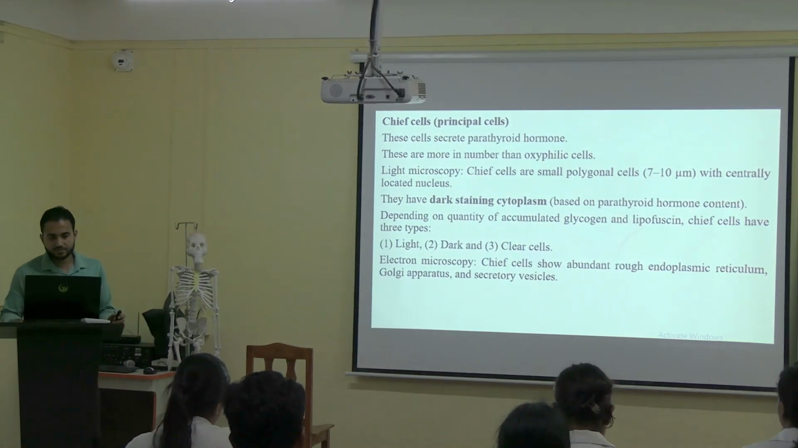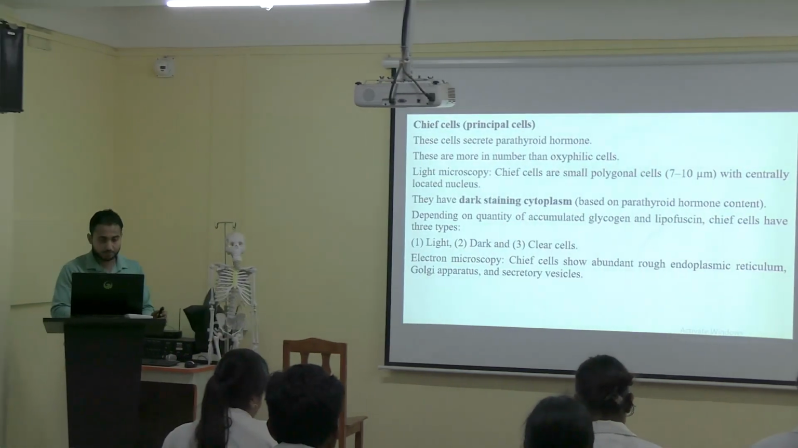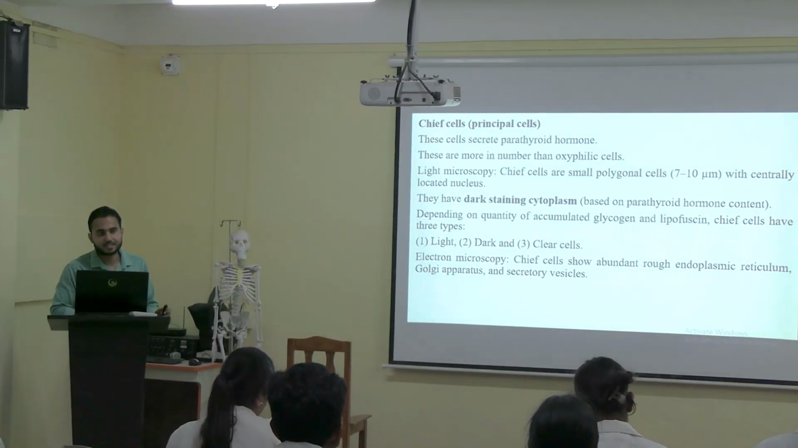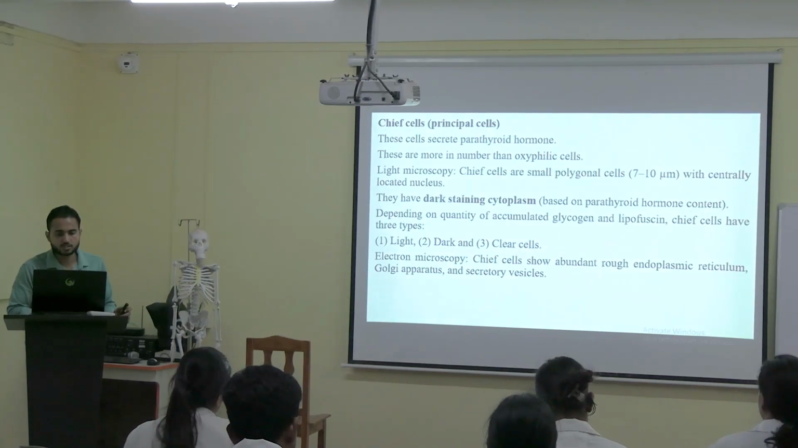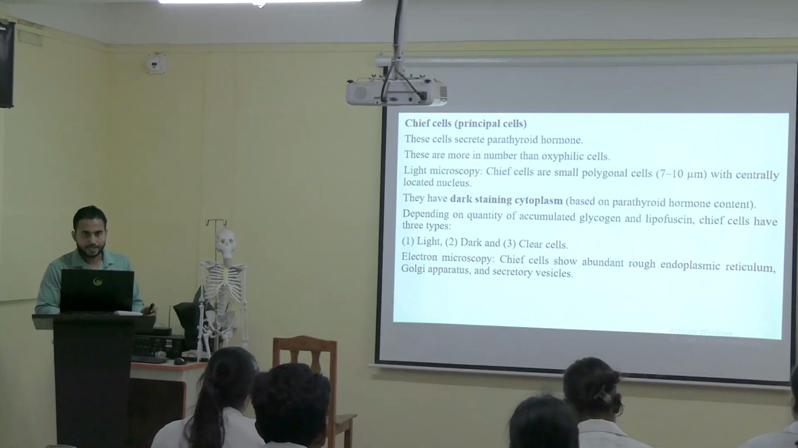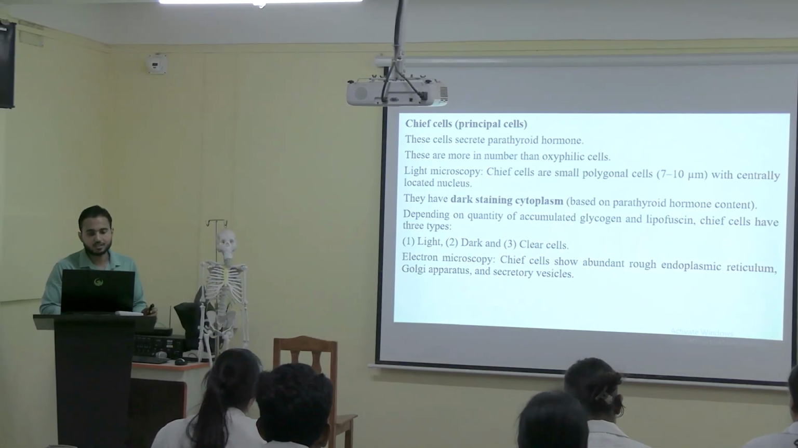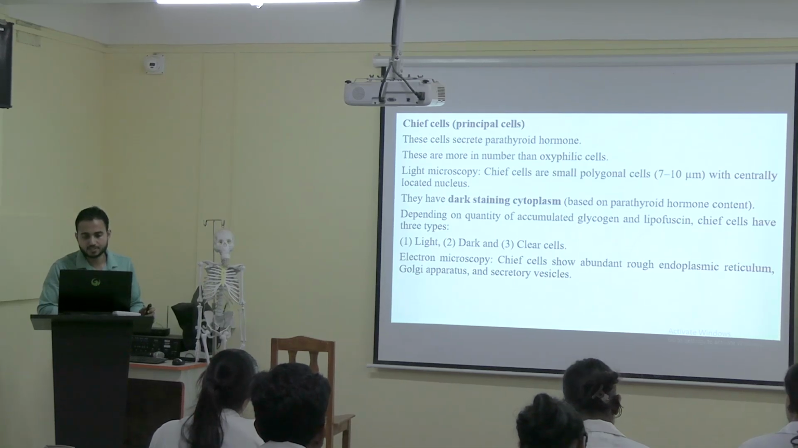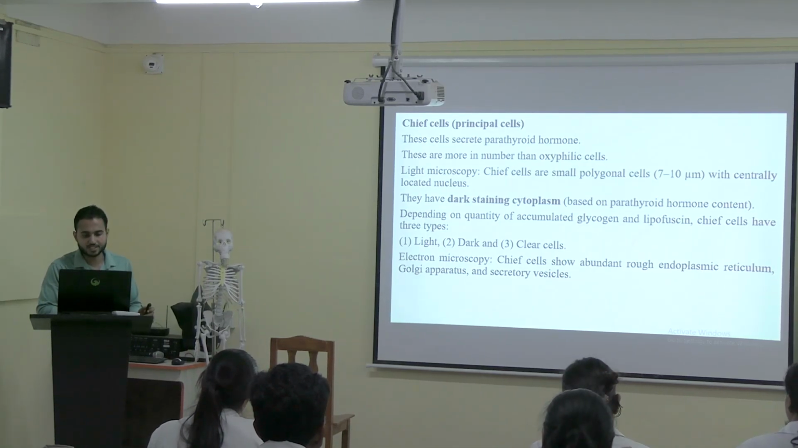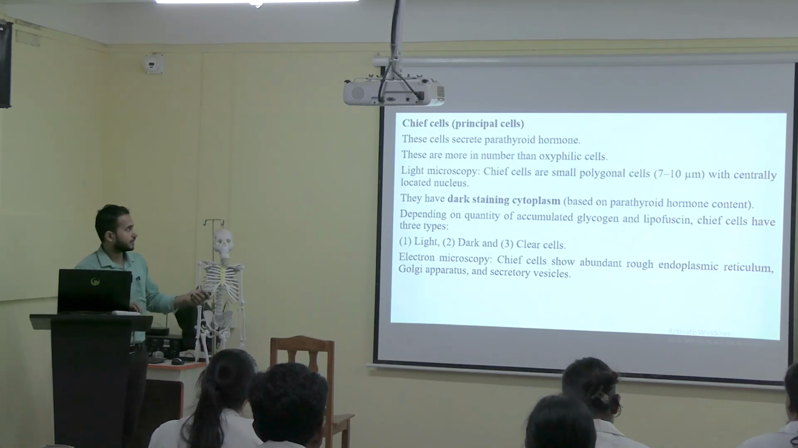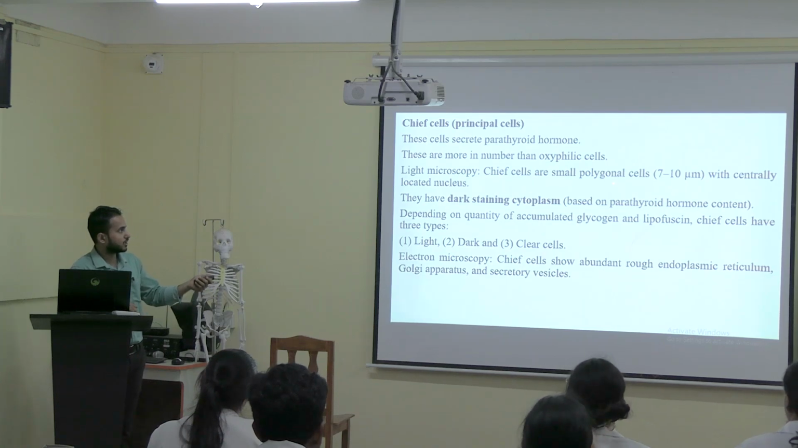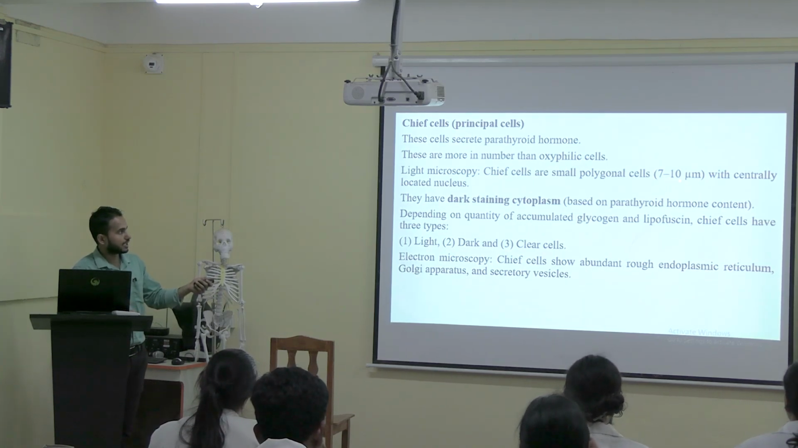Now what about the chief cells, also called principal cells? They secrete a hormone. What is the name of that hormone? That is called parathyroid hormone. And the number of chief cells or principal cells is more compared to the oxyphil cells. Under the light microscope, chief cells are small and polygonal, the diameter is approximately 7 to 10 micrometers with a centrally located nucleus.